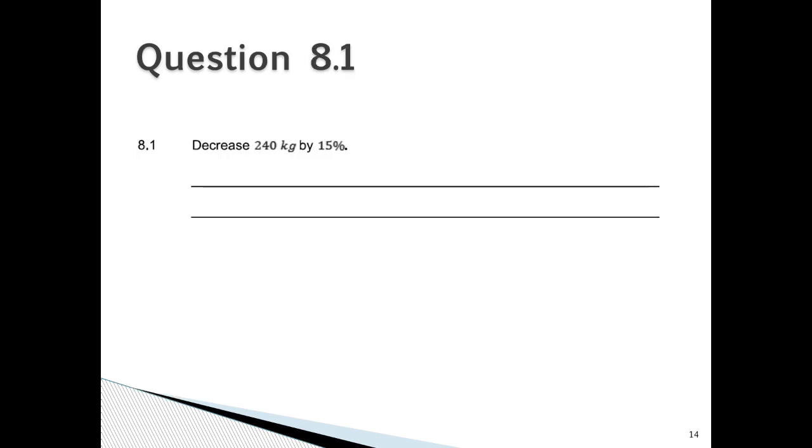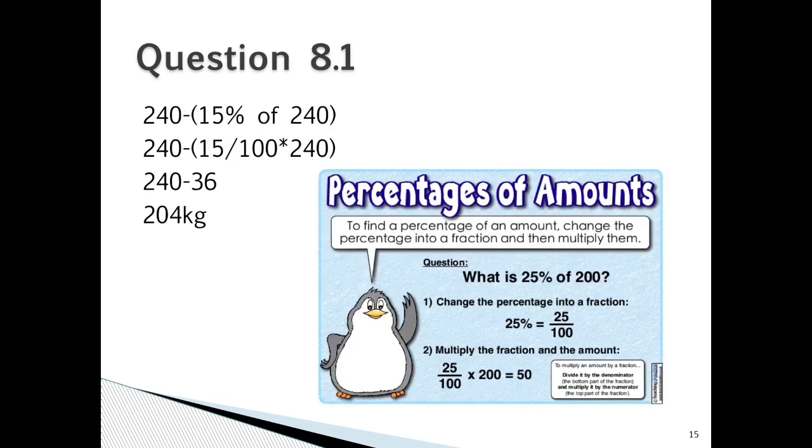Decrease 240 kgs by 15%. To find a percentage of an amount, change the percentage into a fraction and then multiply them. The question is, what is 25% of 200? Change the percentage into a fraction, which becomes 25 over 100. Multiply the fraction and the amount. 25 over 100 times 200 is equal to 50.